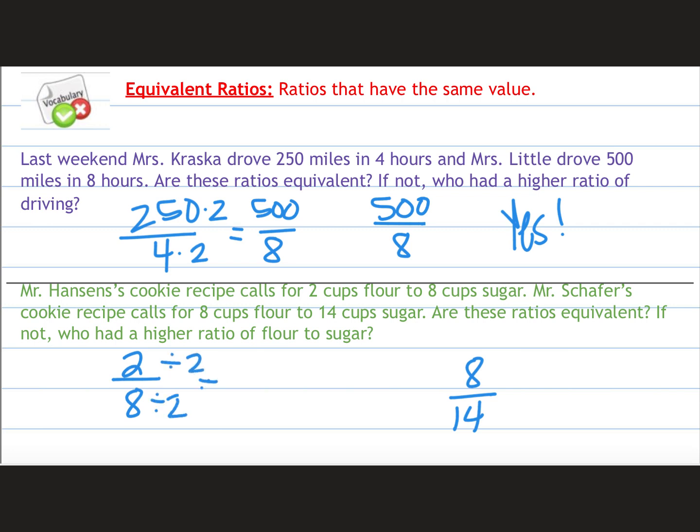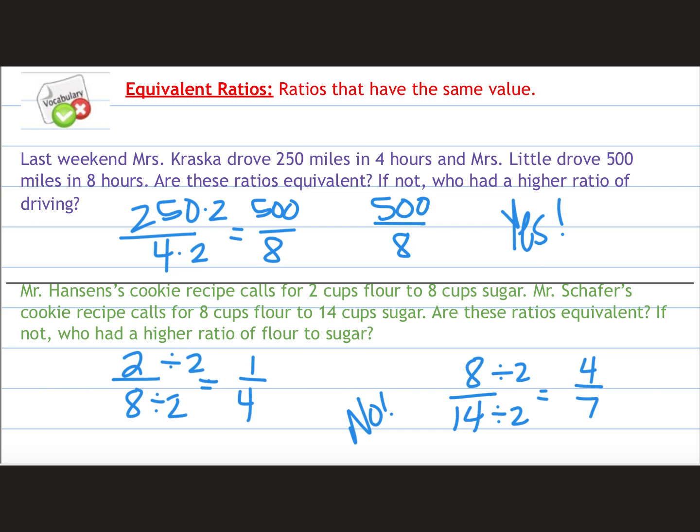So this side, I can divide them both by 2. So that means that Mr. Hansen uses 1 cup of flour for every 4 cups of sugar. Mr. Schaefer, if I divide these both by 2, we get 4 over 7. So he uses 4 cups of flour for every 7 cups of sugar. So are these equivalent? No, they're not, because they don't simplify to the same thing. And if we had done the one where we get the same common denominator, we would have found that they also are not the same.